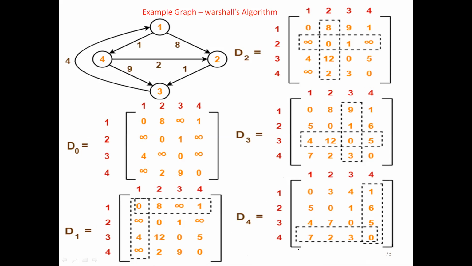Once D4 is completed, I come to know the several paths by which I can reach all the vertices from the remaining vertices. If I want to reach 1 to 2, what is the minimum cost? 3. When I want to reach from 1 to 4, what is the minimum cost? 1. For example, when I want to reach from 3 to 2, what is the cost? 7.